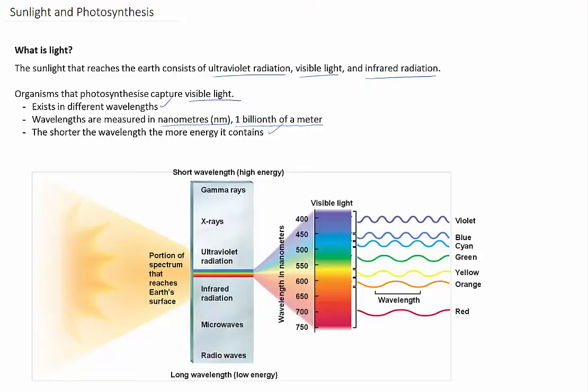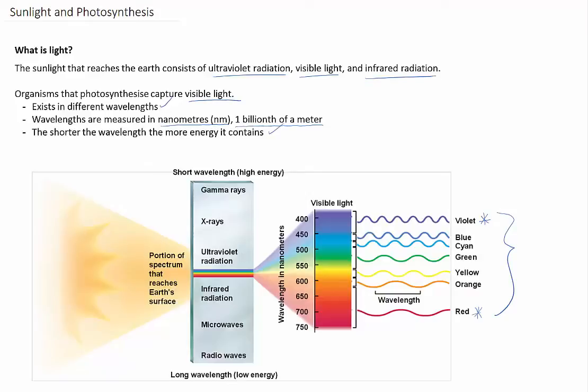And this means that violet light, which has a wavelength of approximately 400 nanometers, contains more energy than red light, which has a wavelength of approximately 700 nanometers, simply because it has a shorter wavelength. So these colours of the different wavelengths of visible light should be familiar to you, because they're actually the same colours that you would see in a rainbow.